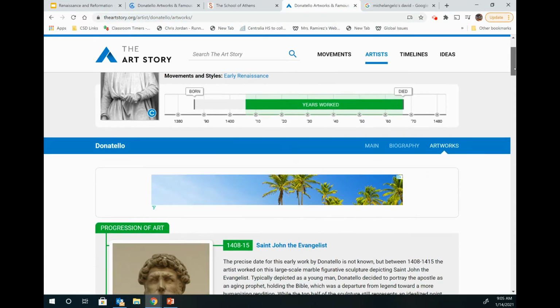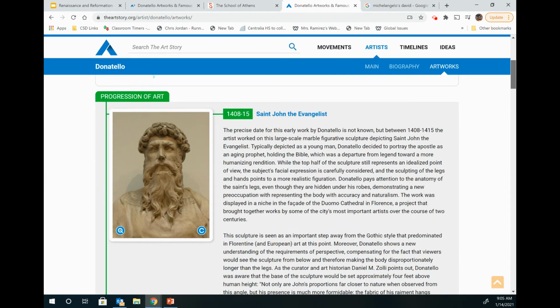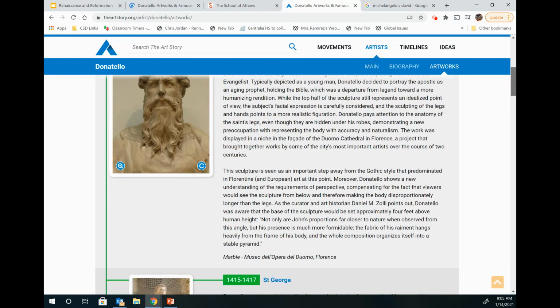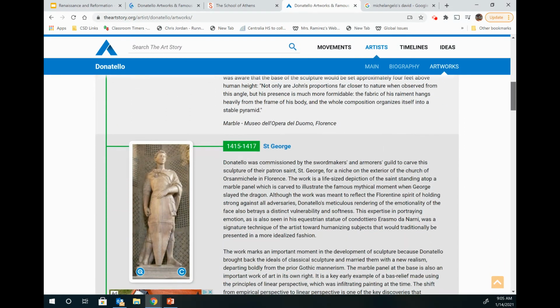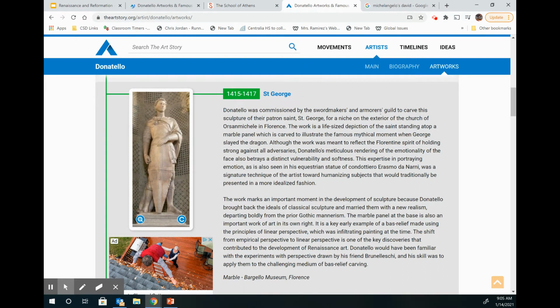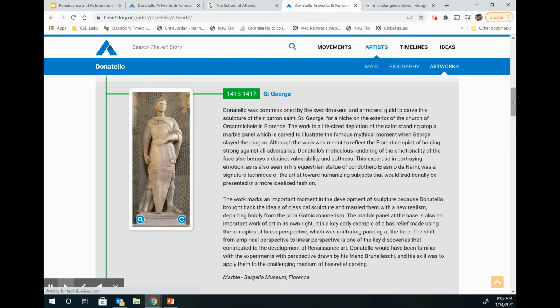Just going to show you how he kind of progressed. This is one of his early pieces of work, St. John the Evangelist. And he actually gets commissioned by a couple of guilds to create pieces of art. This was commissioned for a sword makers and an armor makers guild. And a guild is kind of a union, so he was commissioned to provide a sculpture that would represent the industry. And this is what he created fairly early on.